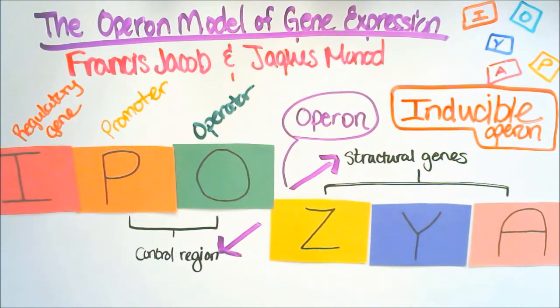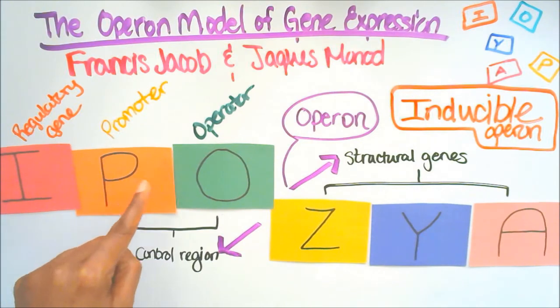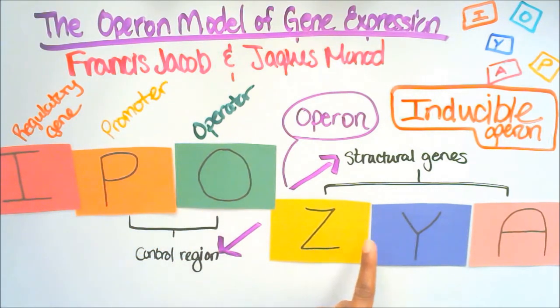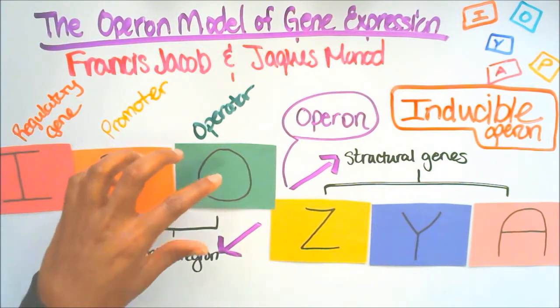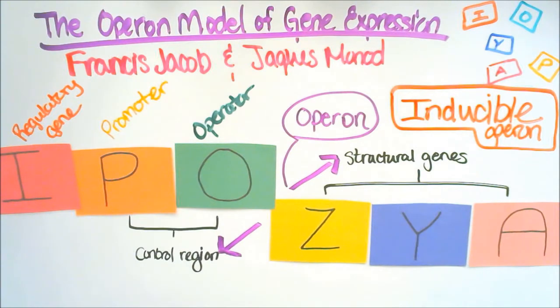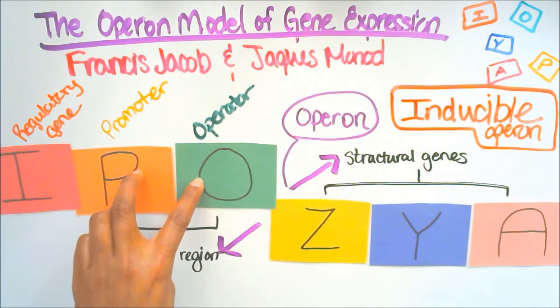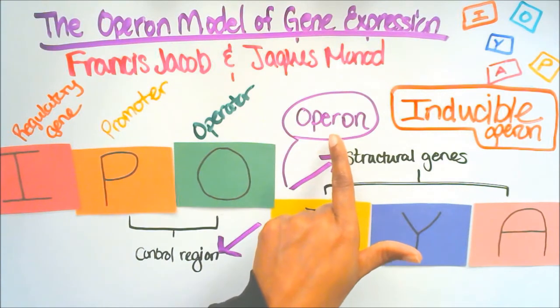The Operon model of gene expression was created by Francis Jacob and Jacques Monod. Here I have the inducible operon. The operon consists of a regulatory gene, promoter, and operator, also structural genes. Now the promoter and the operator, this is called the control region. And again, we have our structural genes. Now combine the structural genes and the control region will give us an operon.